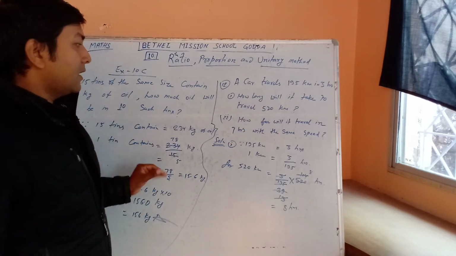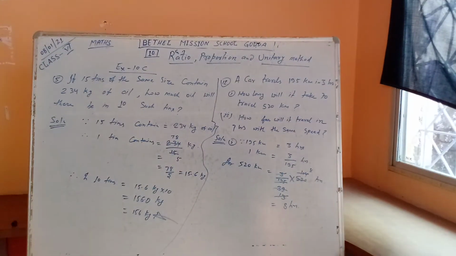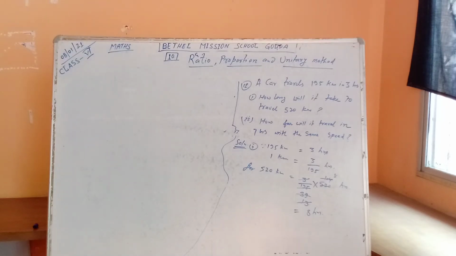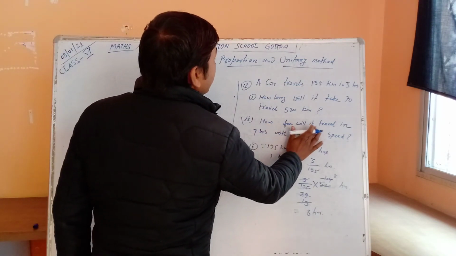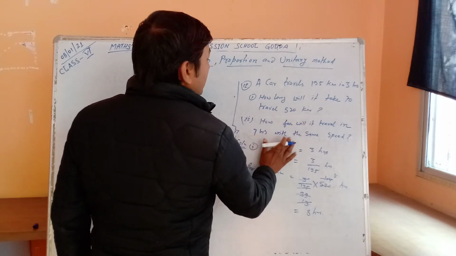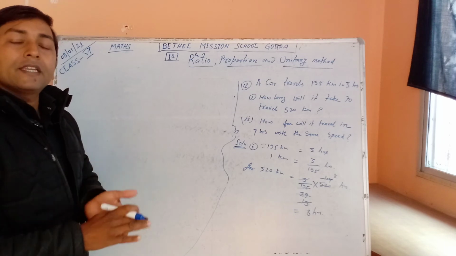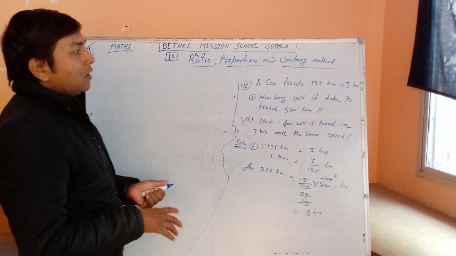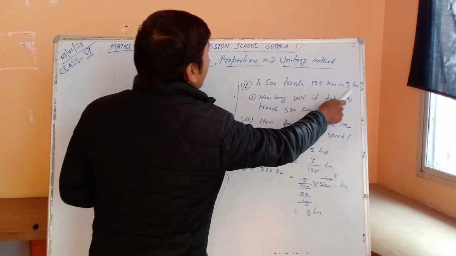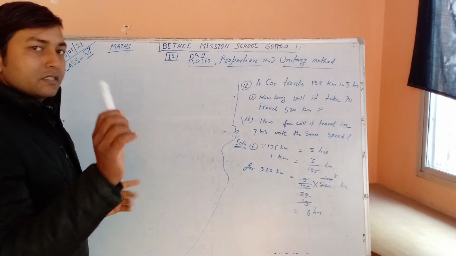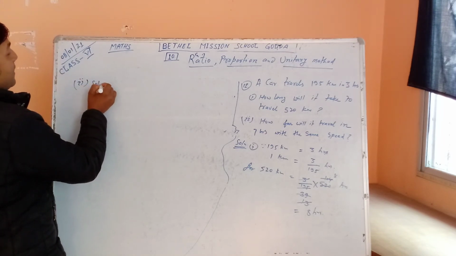Now the second question. Let me erase this first. Now I solve the second question: how far will it travel in 7 hours with the same speed? So first you have to find the value for 1 unit, that is, in 1 hour how much it travels.